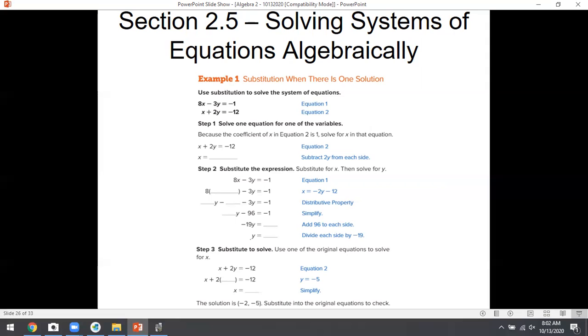So here comes equation 1 now, rewritten. Here's the magic. Ready? Equation 1 was 8x. But now I know from equation 2, x is this, right? So I'm going to substitute that in. So instead of writing x, I'm going to write what x is. X is -2y minus 12. So here's equation 1 after the substitution. Have I beat this dead horse enough about substitution? Get the gist?